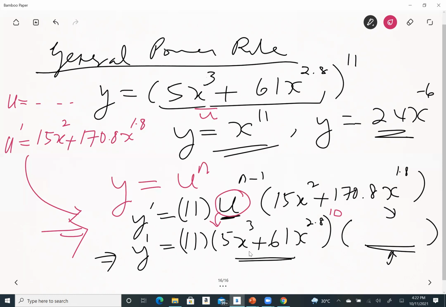And then you multiply by U prime. Now U is only the terms in the bracket without the power. So just U, that is the term. So you put it there.